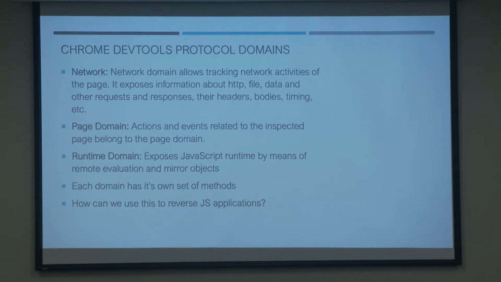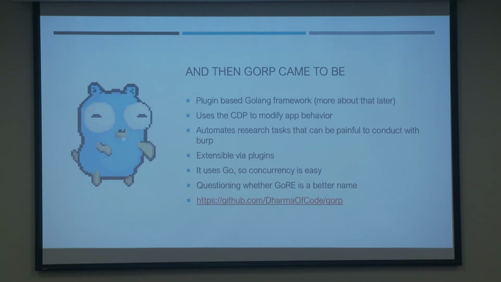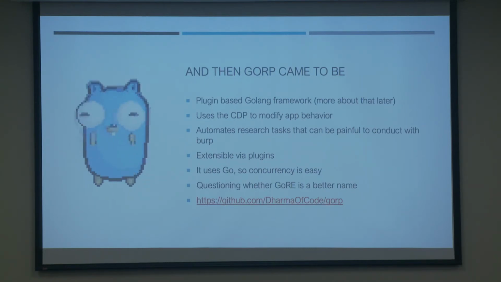There's a page domain, which is based on actions and events related to the inspected page, and a runtime domain that exposes the JavaScript runtime by means of remote evaluation and mirror objects. So each domain has its own set of methods. So the idea is to basically use this as a way to dig deeper into applications. Then I wrote this tool called Gorp, which is a dumb name, but this is what it is.